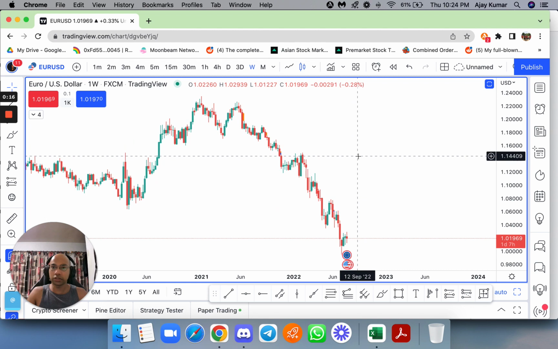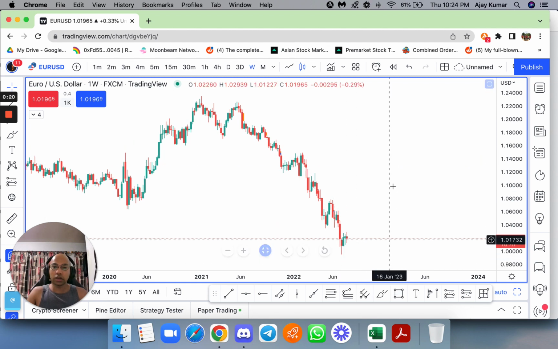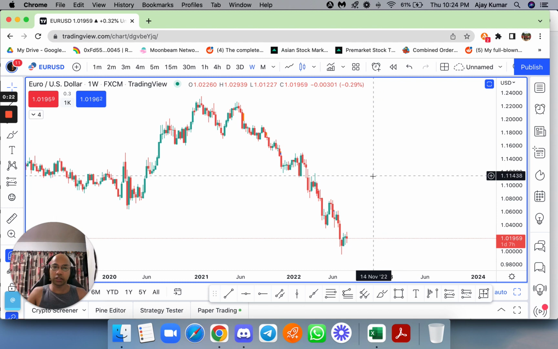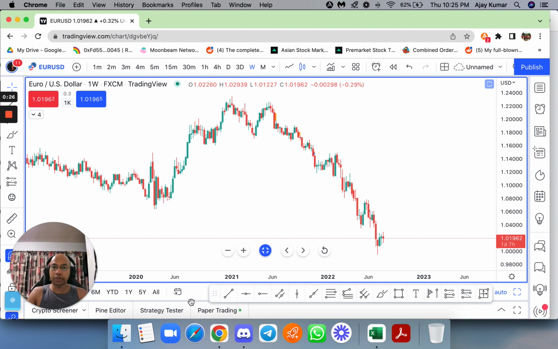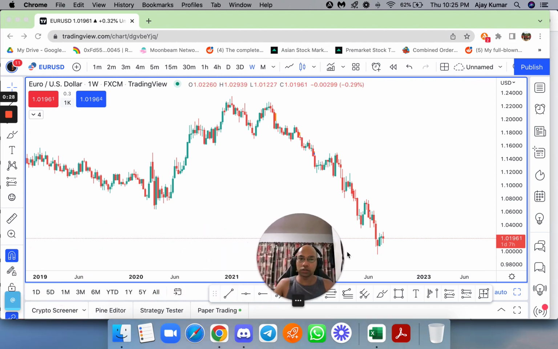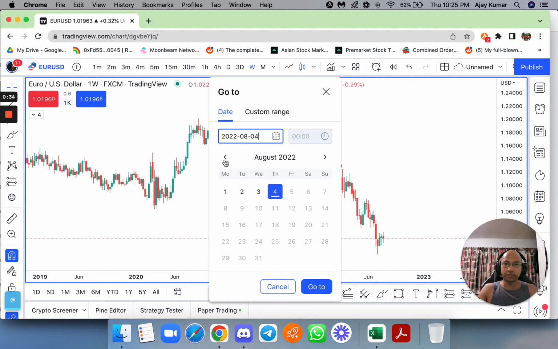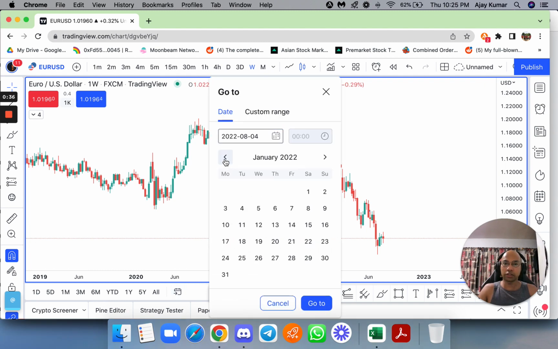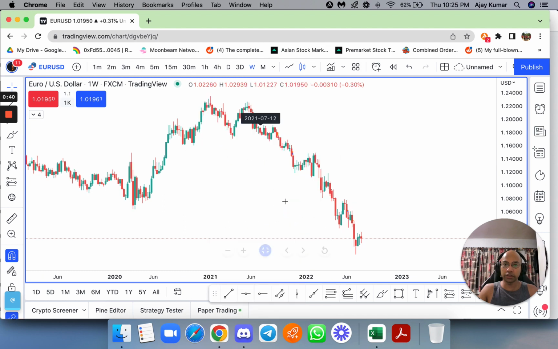All right. So today we are going to start on the forex market. This is the Euro USD pair. I have my paper trading mode switched on in TradingView. Okay, so let's just go to any random date.